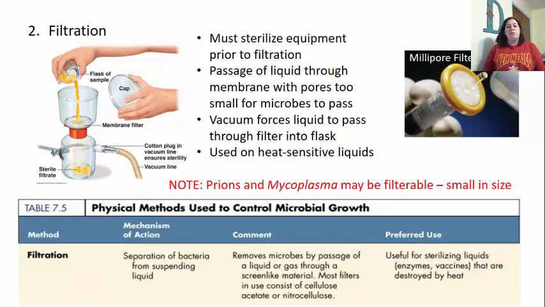So this is really important in separating bacteria from its suspending liquid. A note here is that Pourons in a Mycoplasma may be filterable. They are very small in size, and so we could potentially see that they are filterable. This is useful for sterilizing liquids, again, especially those that have enzymes or vaccines, to make sure that these things don't get destroyed by heat.